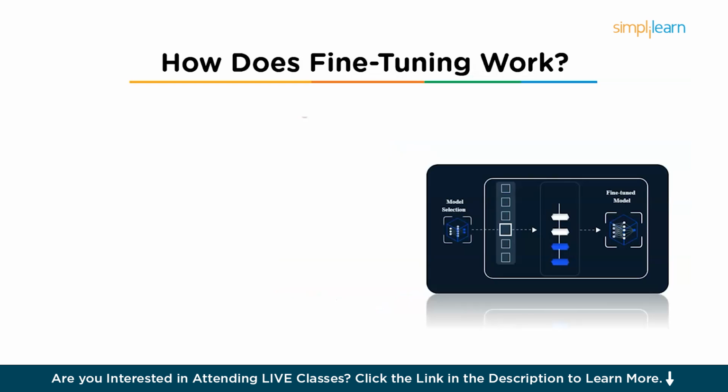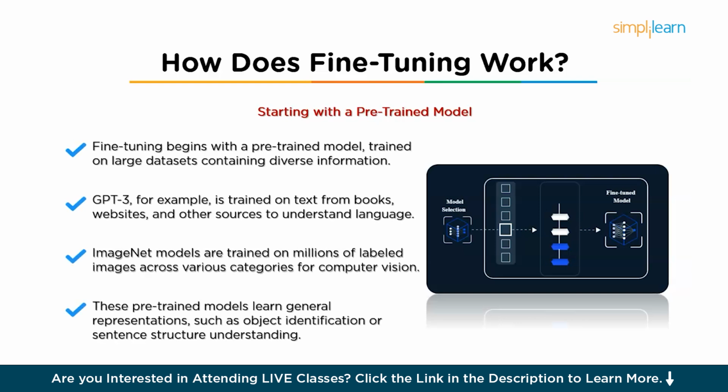The first step is starting with a pre-trained model. Fine-tuning usually starts with a pre-trained model. These models have been trained on vast datasets containing a variety of information. For instance, GPT-3, which is a large language model, has been trained on large amounts of text from books, websites, and other sources to understand language broadly. Similarly, ImageNet models for computer vision are trained on millions of labeled images across various categories. These pre-trained models have learned general representations like identifying objects or understanding sentence structures.